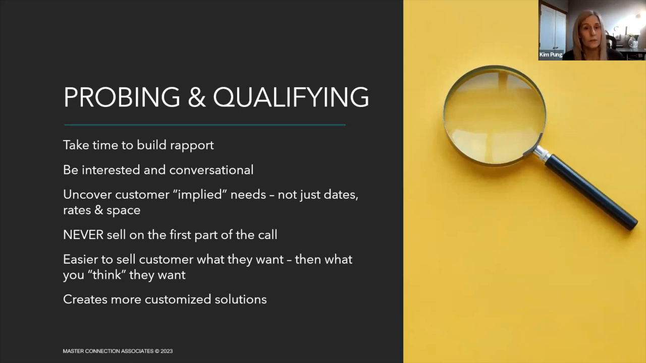We never sell until we know what's important to them. We never sell until we've uncovered their specific needs, because it's going to be much easier for us to sell them something they want than something we think they want. And let's be honest, we make a lot of assumptions. We hear association, pharmaceutical, insurance, and we think, "Oh, this is what they need, this is important to them." Every client is different, and every client needs different things at different times.